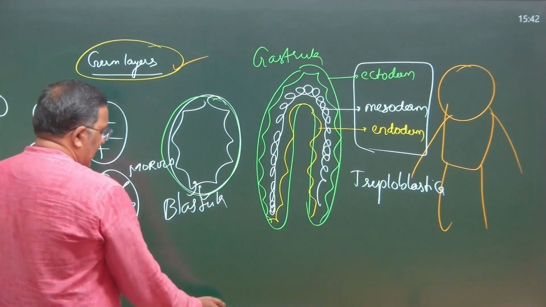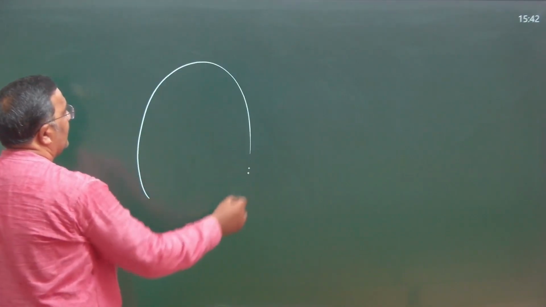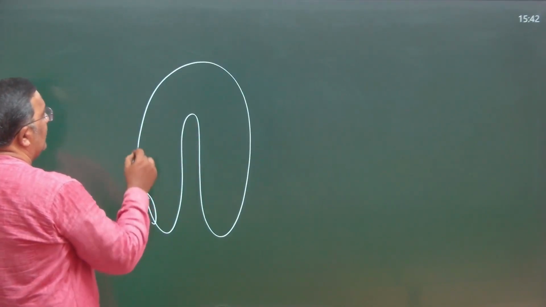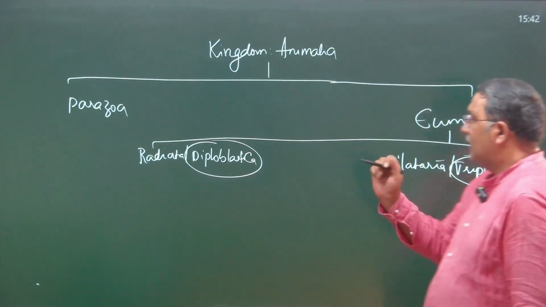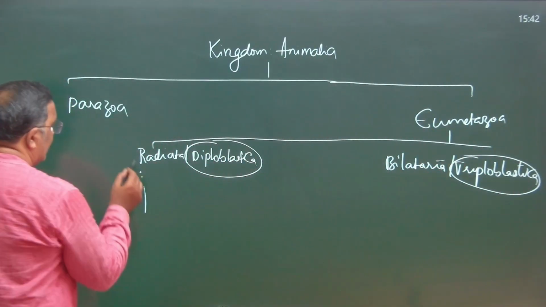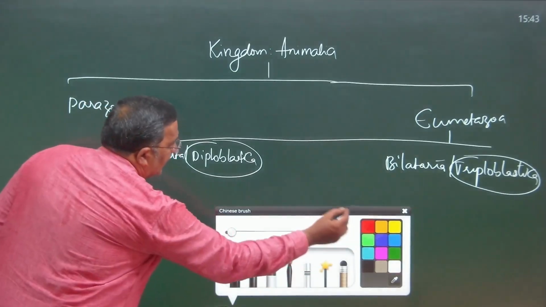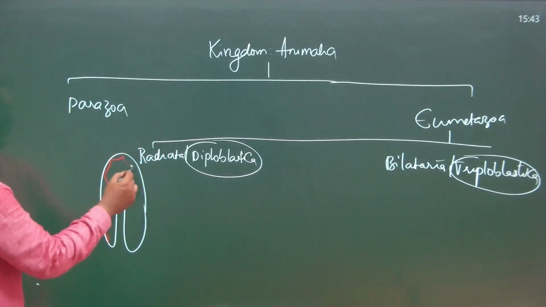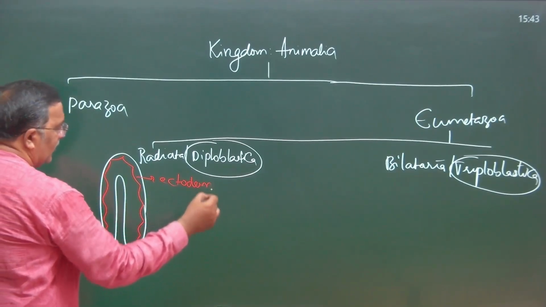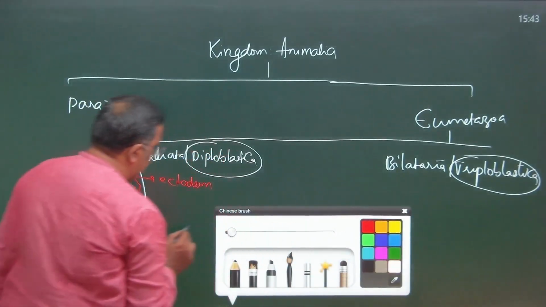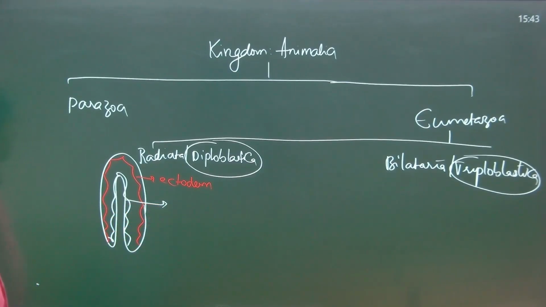So if only two germ layers are present, what do you call them? Diploblastica. So let me show you now. Let's go back here. We already started here. Here it is. Now I can say directly, this is radiata, which is also called diploblastica. If two germ layers are present, what is the outer germ layer? Ectoderm. And what is the germ layer present inside? The germ layer inside is endoderm.